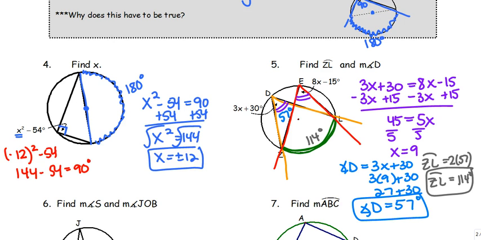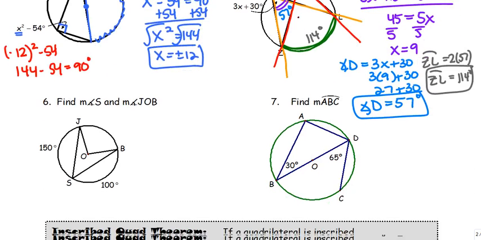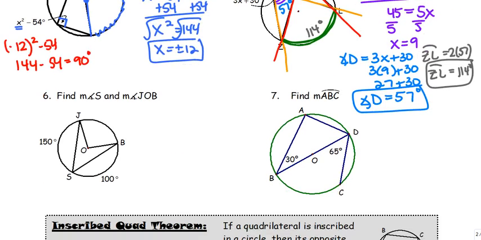Okay, let's go ahead and move on to example number 6. We want to find the measure of angle S and the measure of angle GOB. So angle S, again, let's go ahead and find out what we're looking for. There's angle S right here, and here is angle JOB.